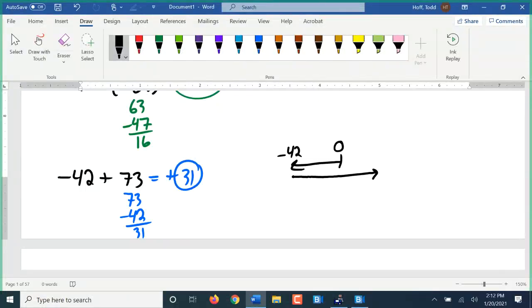So again, that picture of the vectors helps us decide, is the answer positive or negative? And do we add the values or subtract the values?